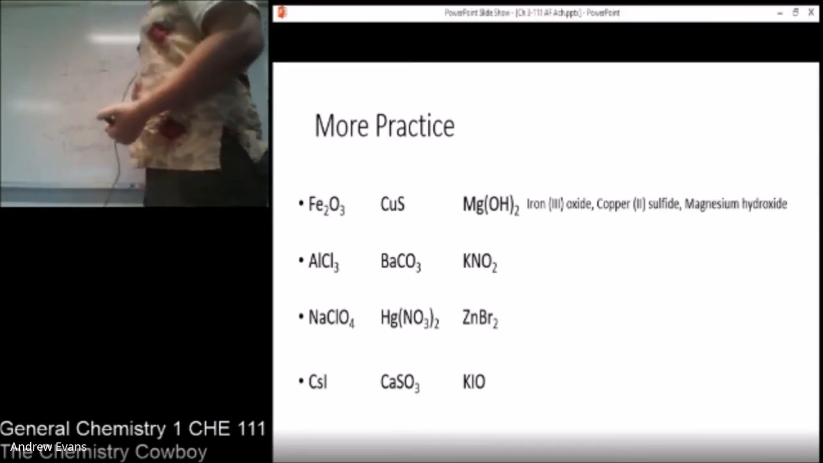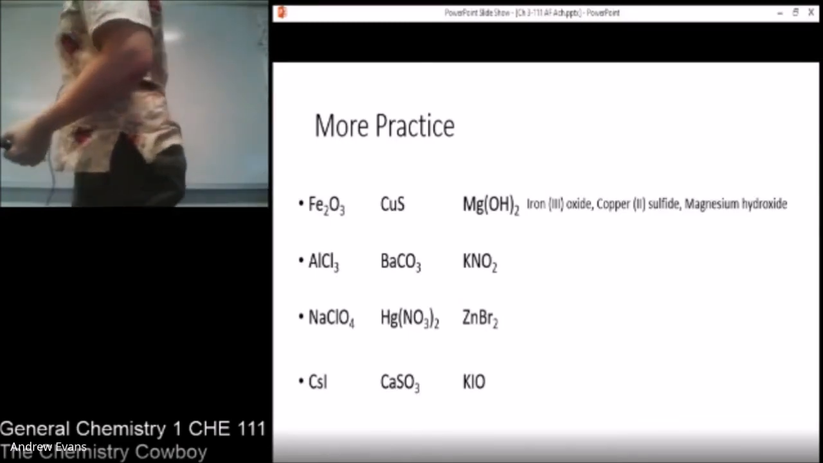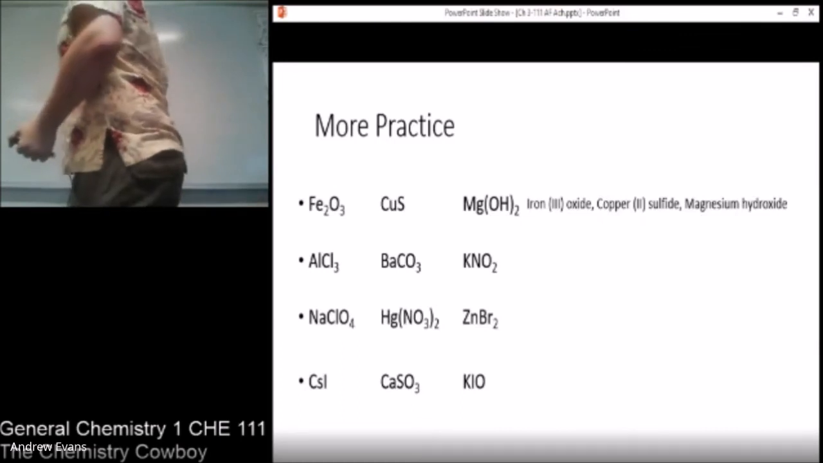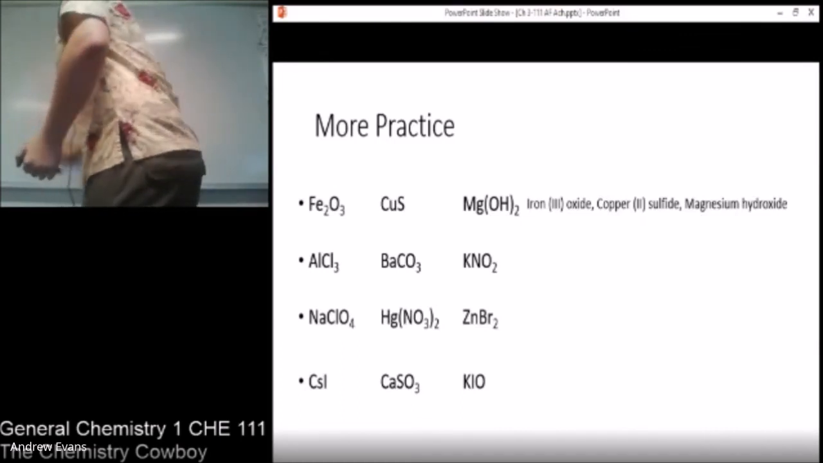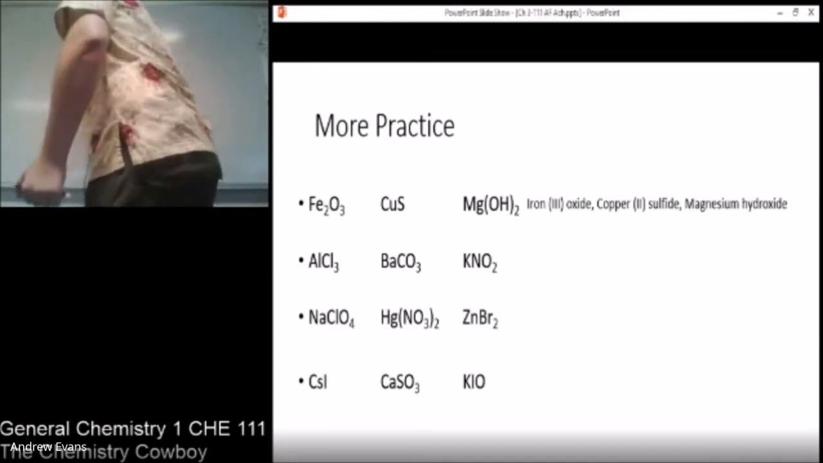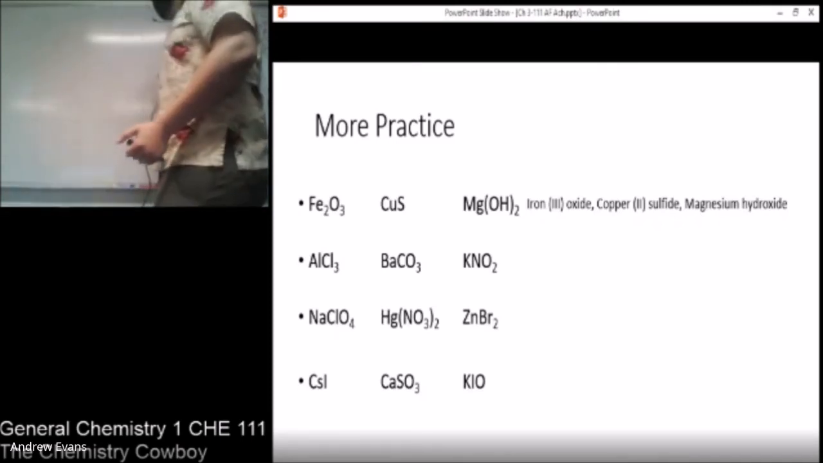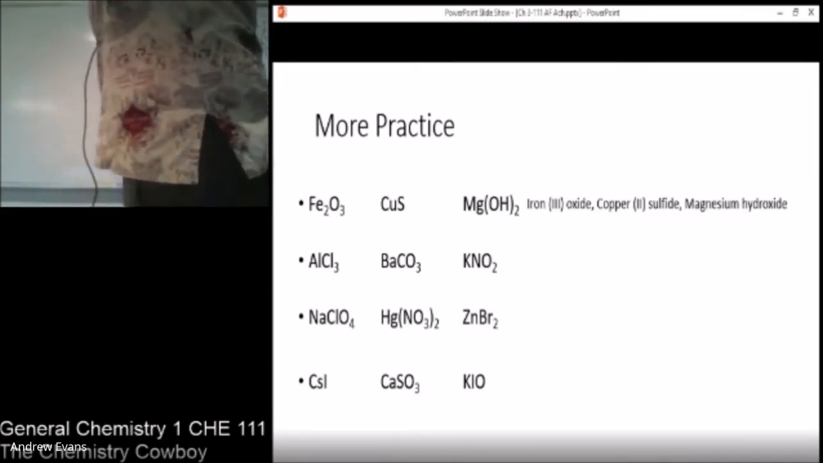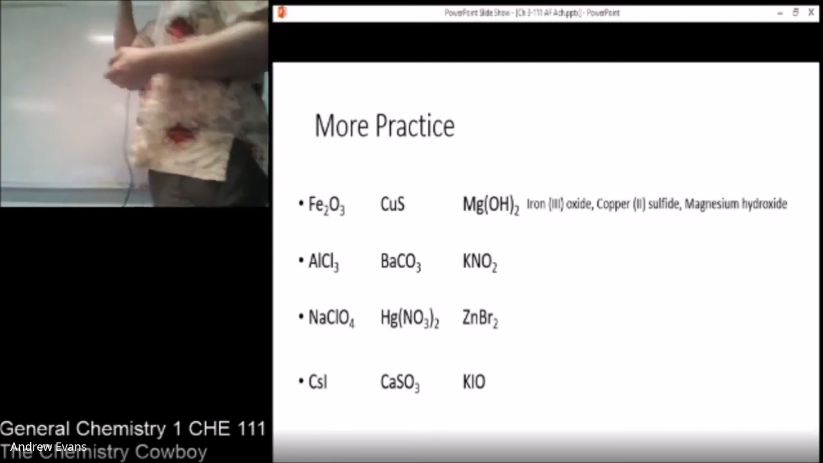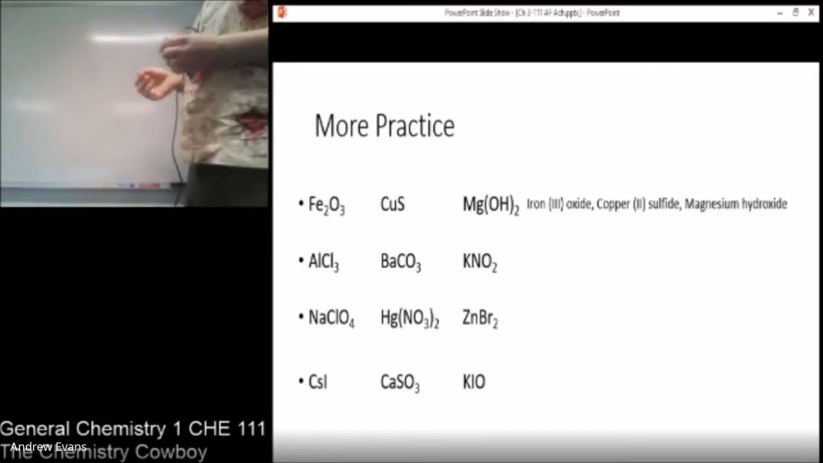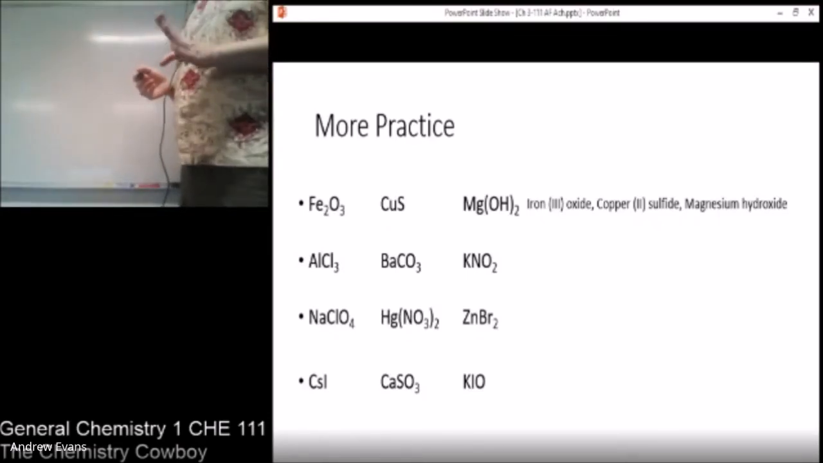We have aluminum, and we have chlorine. So we can just call that aluminum chloride. Nothing fancy there. Aluminum is group 3, so we don't need a charge. Aluminum is always +3.